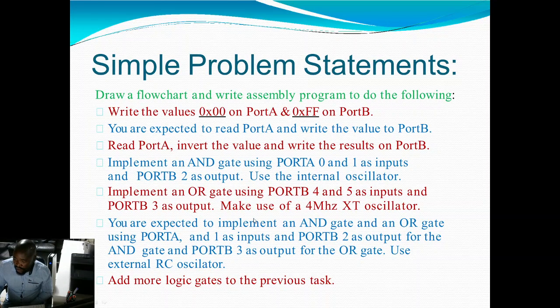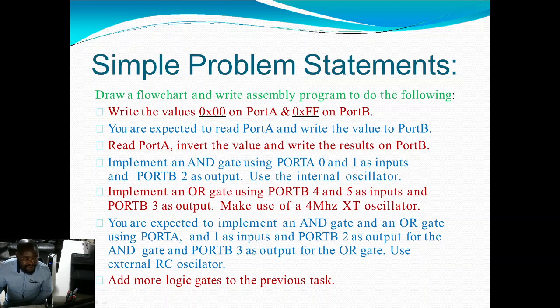The next one, okay, before we actually conclude on this end operation, the question said here, implement an AND gate using RA0 and RA1 as inputs and RB2 as output. Use the internal oscillator. It's not just a matter of the flowchart and the assembly program. This goes hand in hand with your circuit. You must have a circuit that will be able to implement that AND operation.